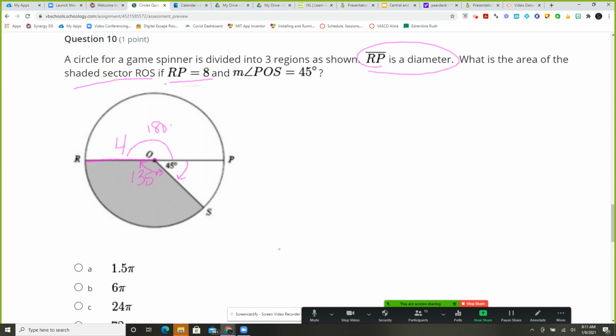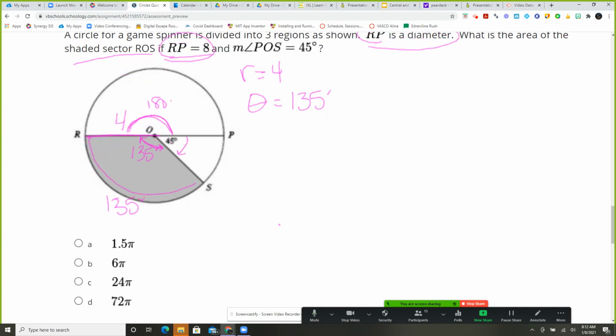You had to notice that RP was a diameter, so the radius is going to be 4. And then you had to know that this was cut in half because it's a semicircle, which means this angle here is going to be 135. Once we know those 2 pieces of information, what formula do we use? 135 divided by 360, and then pi r squared, because we're looking for area, right?